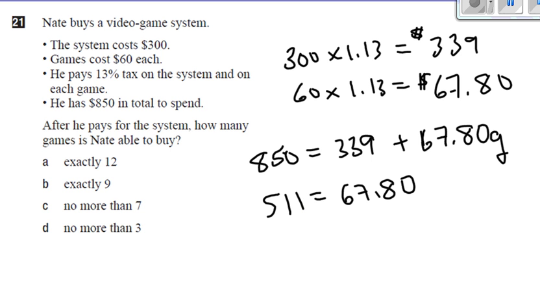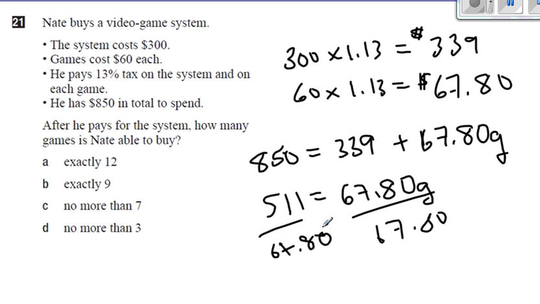Each game is $67.80. So if I divide by 67.80, let's see what happens. My pen messes up. What happens in your calculator when you divide by 67.80 is you get 7.5. Now, you can't just buy half a game, which means I can buy 7 games, but I don't have enough for 8 games. So the answer is that you can buy no more than 7 games.